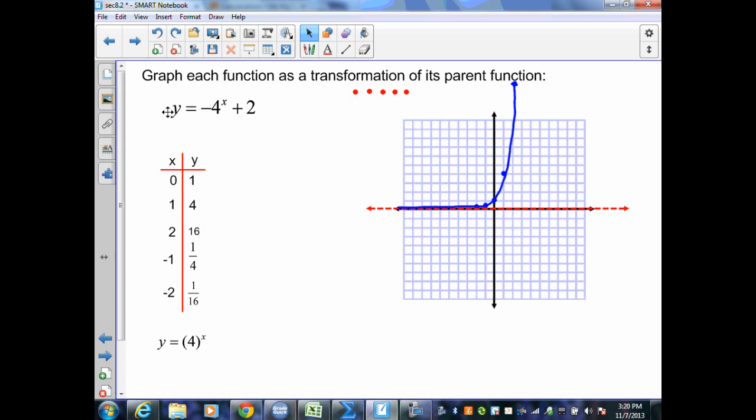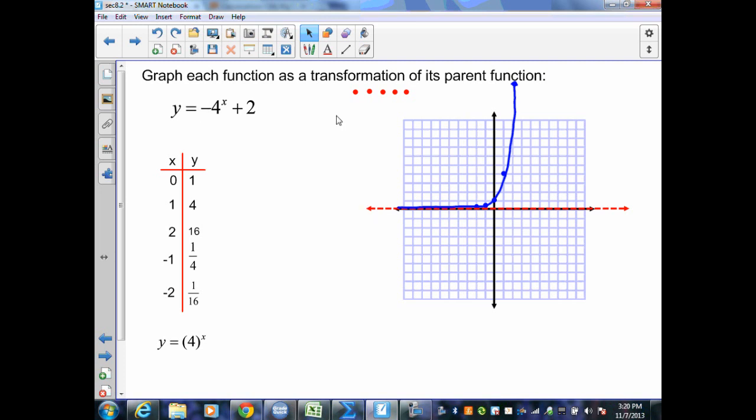Here's another example of translating exponential functions. Y equals negative 4 to the x plus 2. I'm going to begin with the parent function of y equals 4 to the x. I have the associated ordered pairs that go with that function, and I've graphed that function. The domain of this given function is x is all real numbers, and y is greater than 0 with an asymptote at 0. Now, let's perform the translation.